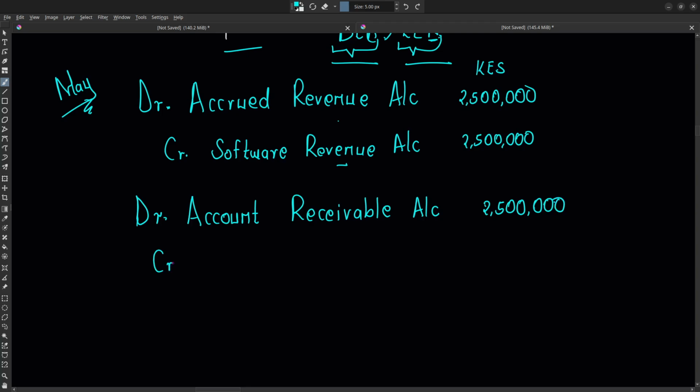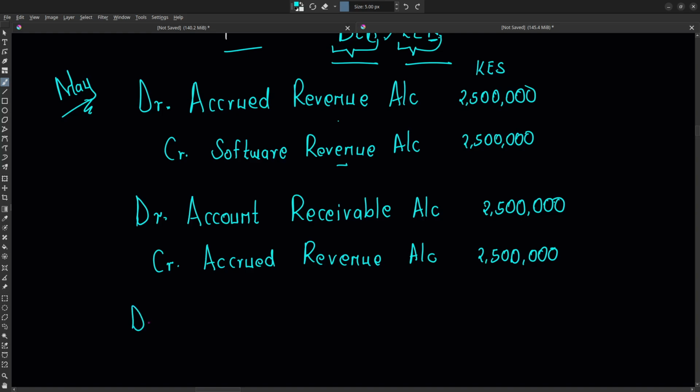And then we are going to credit what? We are going to credit accrued revenue, because as of this point we have raised the invoice and we have moved this to the account receivable. So when we credit accrued revenue, we are reducing it by 2.5 million. Then what happens when they pay us?